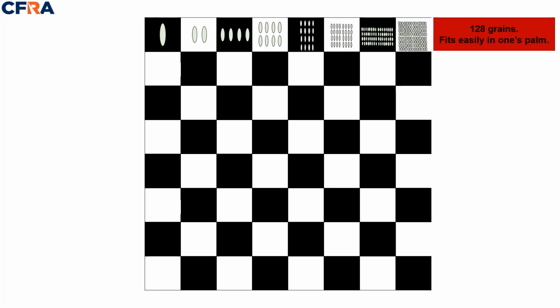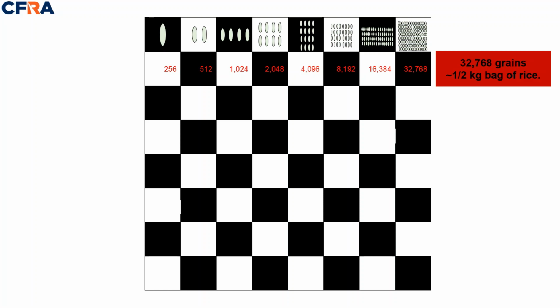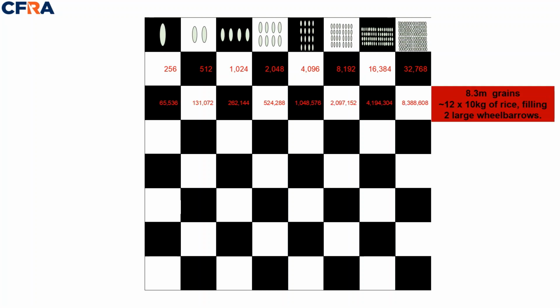So the last square of the first row of the chessboard only has 128 grains of rice. That easily fits into the palm of a hand. The last square of the second row comes out to 32,768 grains of rice, which is only about a ½ kilogram bag of rice. So skipping ahead to the last square on the third row, we get to 2 large wheelbarrows of rice after 8 more doublings. So even now, the emperor is not particularly concerned.